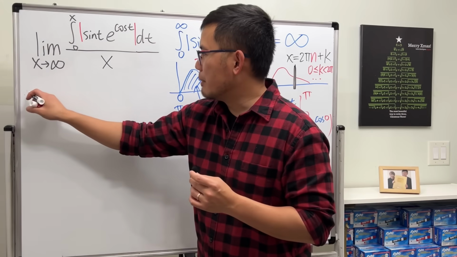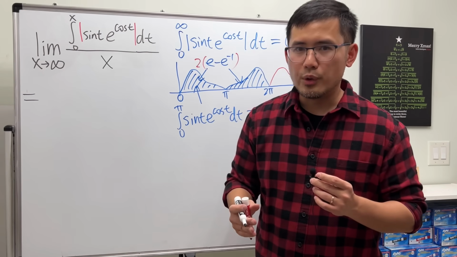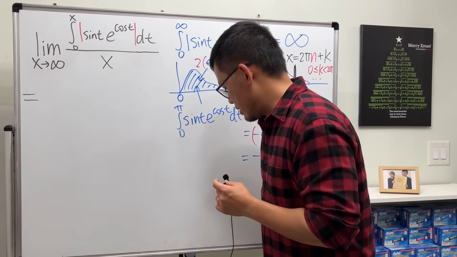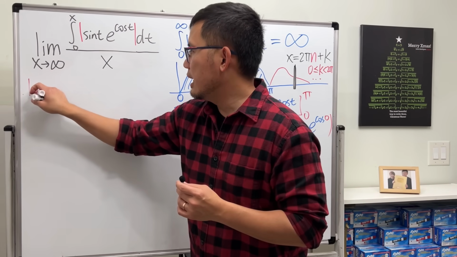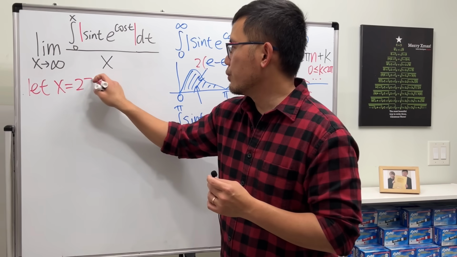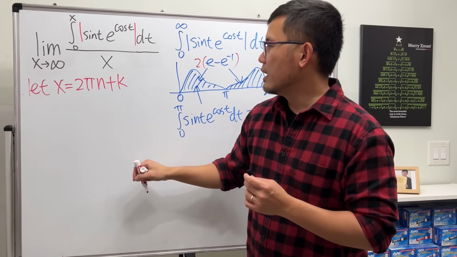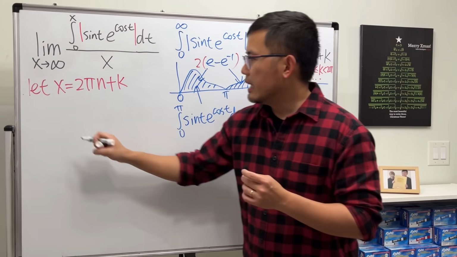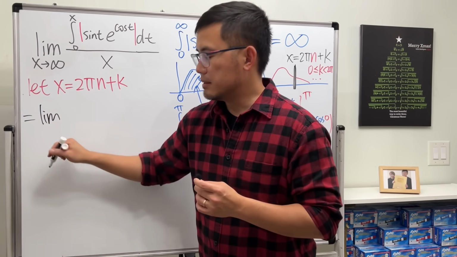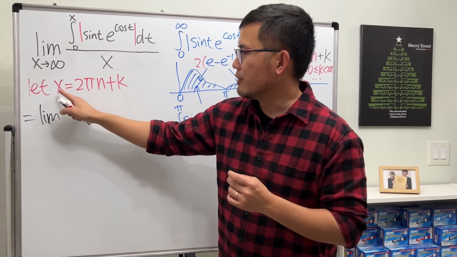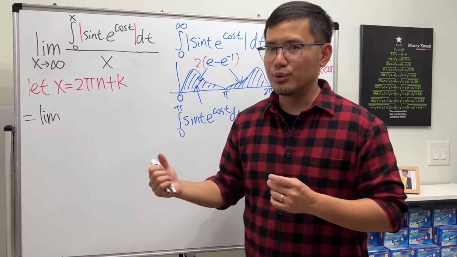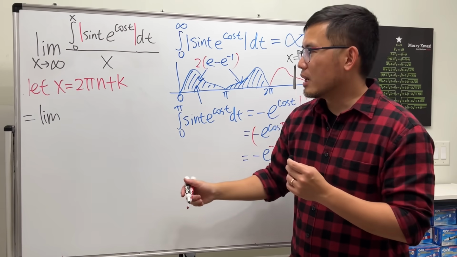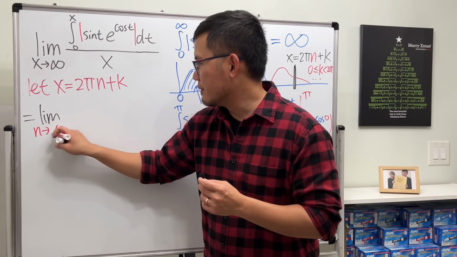Let's have a look. I will come back here and make a little change of variable. Instead of saying x approaching infinity, I will just say, perhaps right here, this line first, let x equal 2 pi n plus k, where n is just an integer and k is a number between 0 and 2 pi. And then we will see that this right here is the limit, as x goes to infinity, that means n better go to infinity as well. If we have x far away, that means we have more and more copies of the 2 pi. So n goes to infinity.